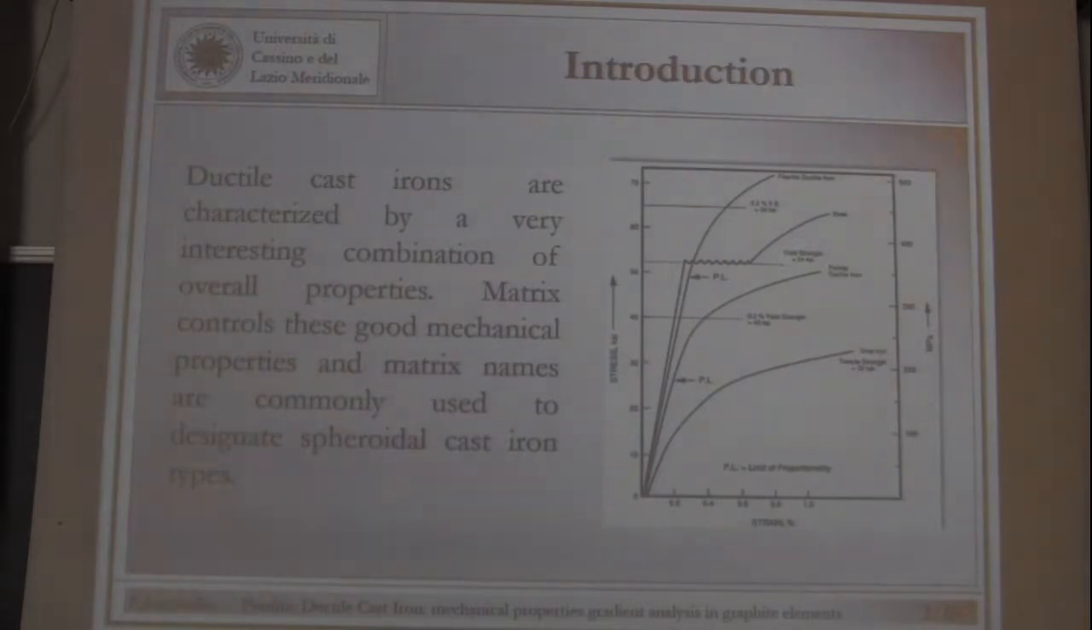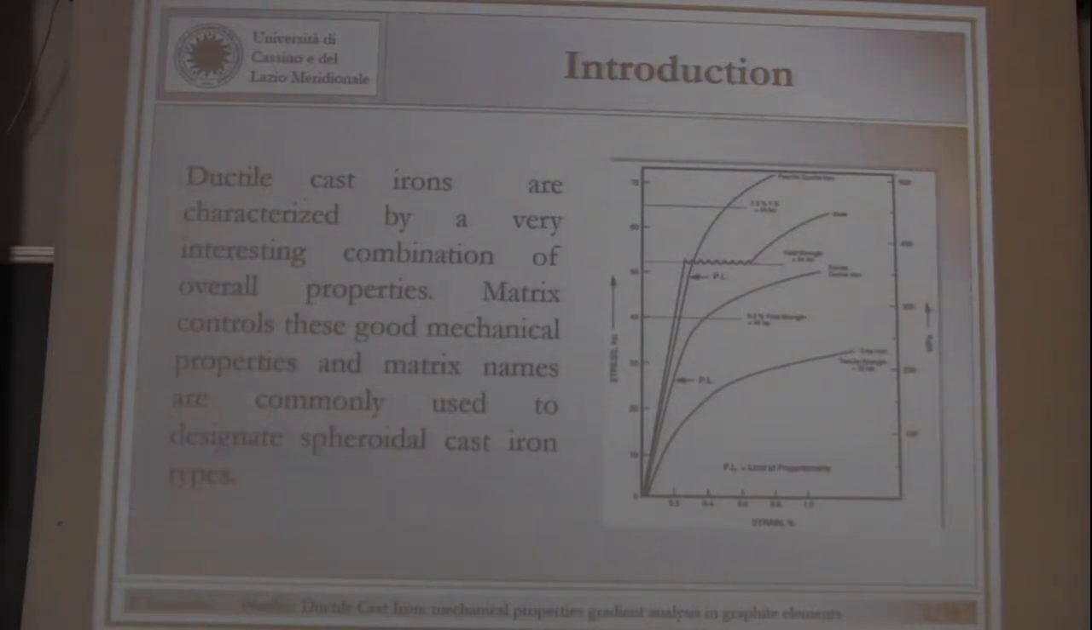cast from the furnace. And we can have the formation of the nodules of graphite just by addition of cerium or magnesium, as in the last processes. It is very cheap. So this is the behavior in terms of tensile performances of different ductile cast irons.